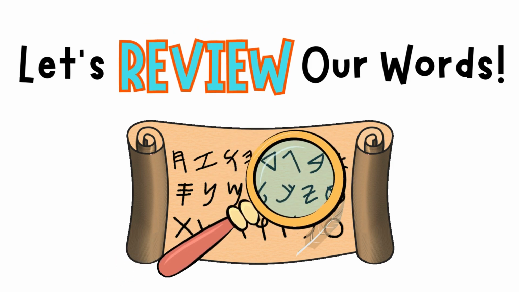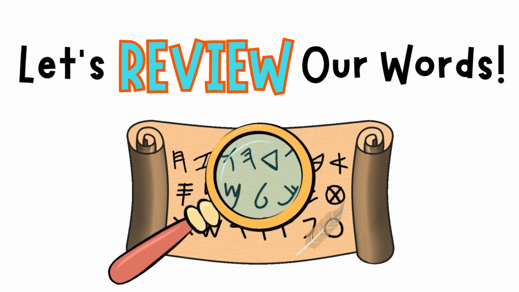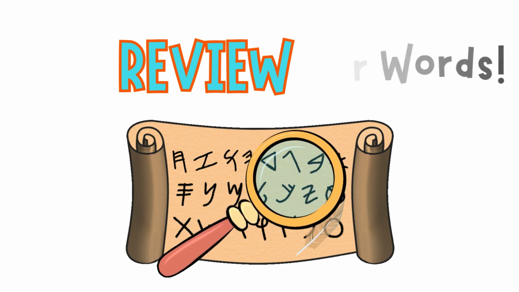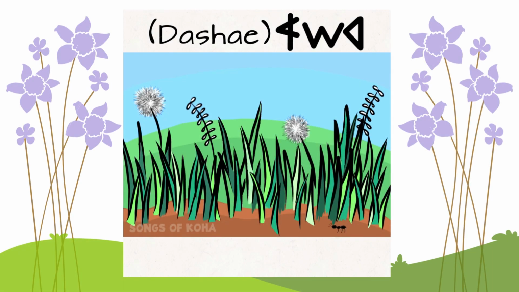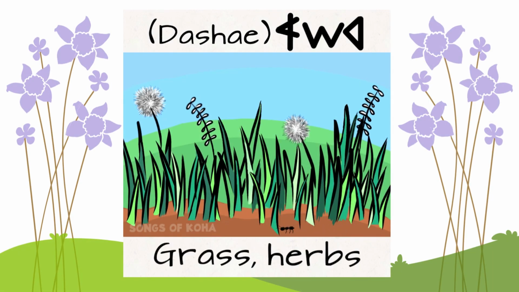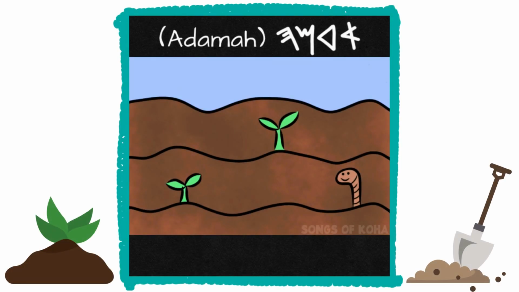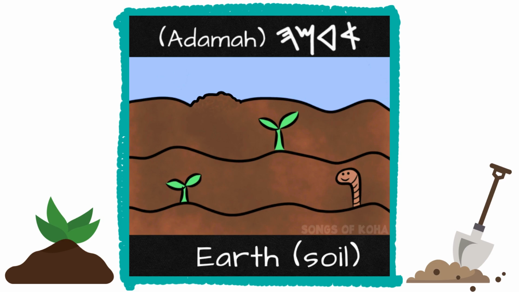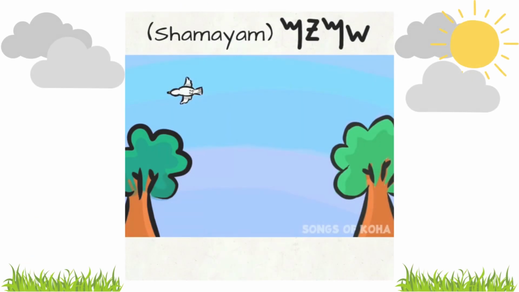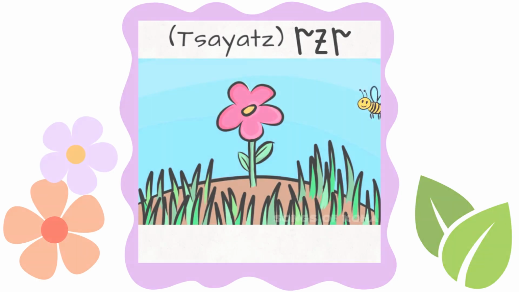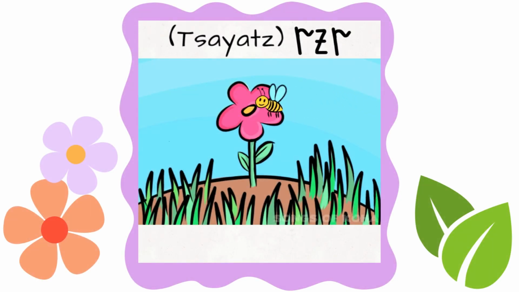Let's review. Dashe, grass or herbs. Adama, earth as soil or ground. Shamayam, heaven or sky. Sayats, flower.